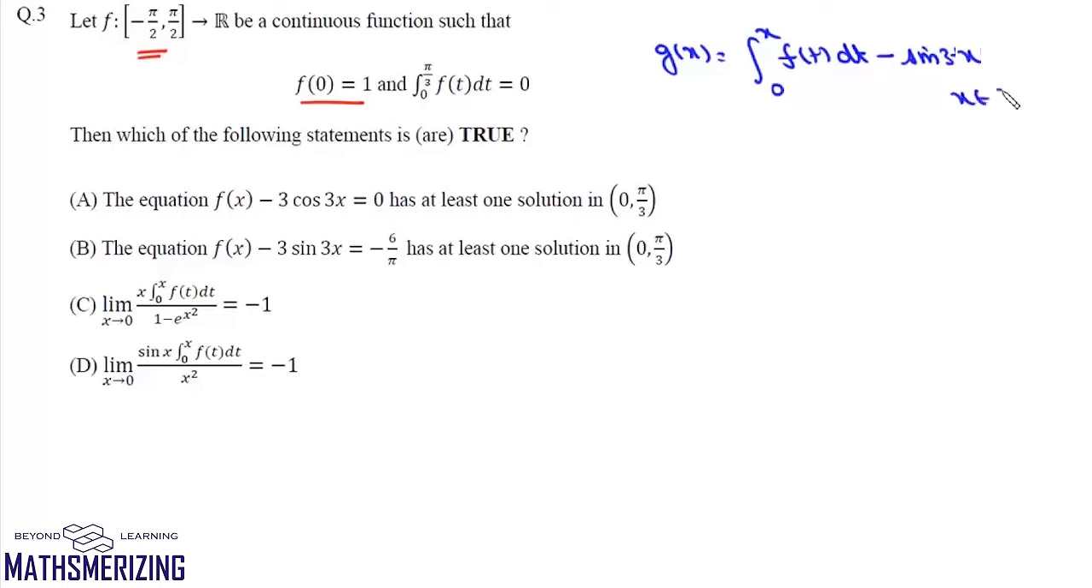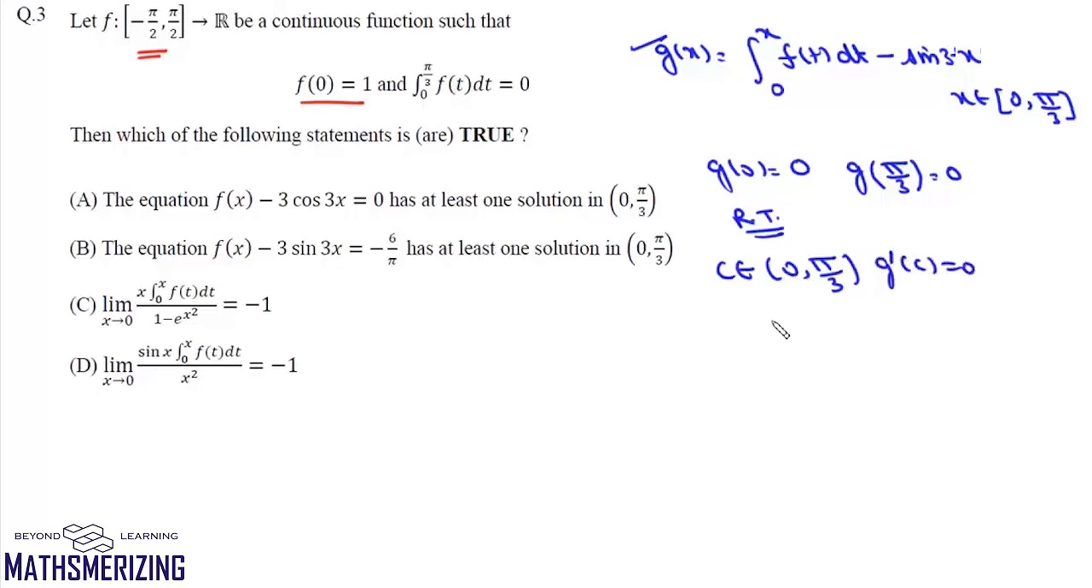Now if we find g(0), it is 0 and sin 0 is also 0. So the value of g(0) is 0, and if we find g(pi by 3), this integral from 0 to pi by 3 is 0, and then sin pi will also be 0. So this function g(x) is continuous and differentiable. g(0) is equal to g(pi by 3). That means this function g(x) satisfies the conditions of Rolle's theorem. Then from Rolle's theorem, we can say there exists at least one c in the interval 0 to pi by 3 such that g'(c) is 0.